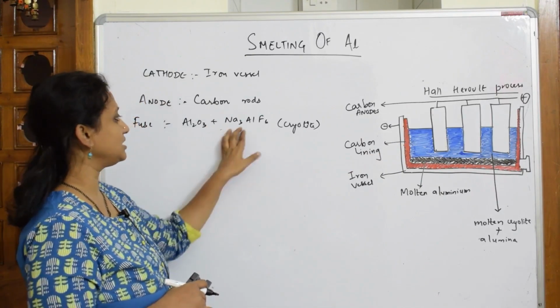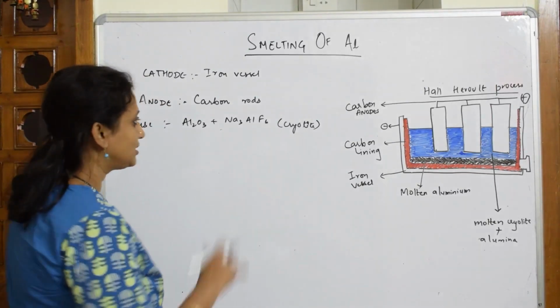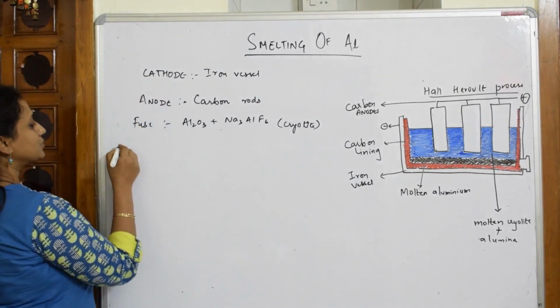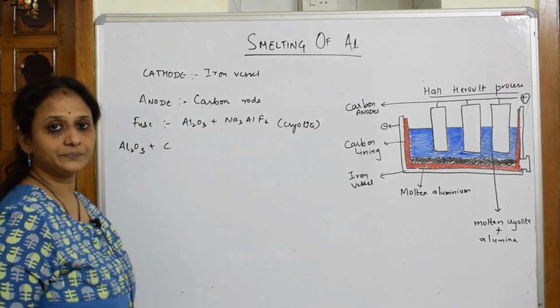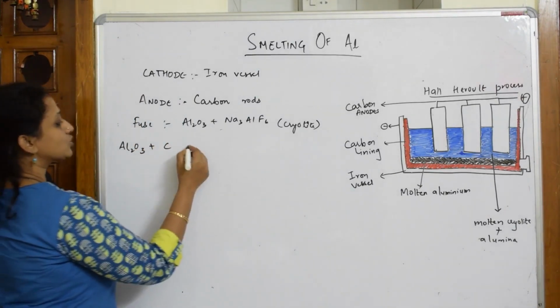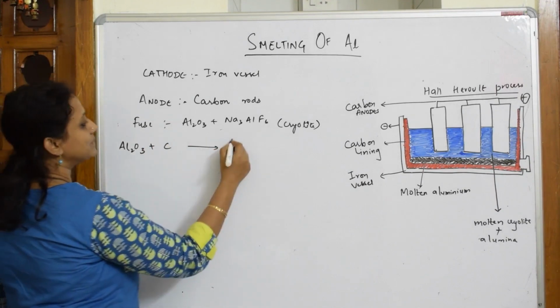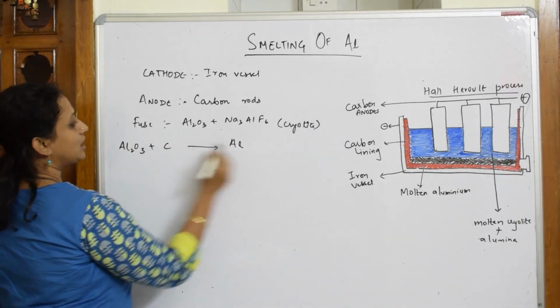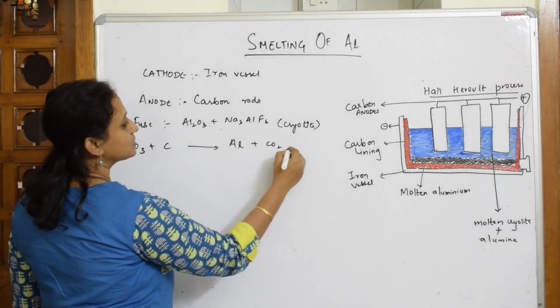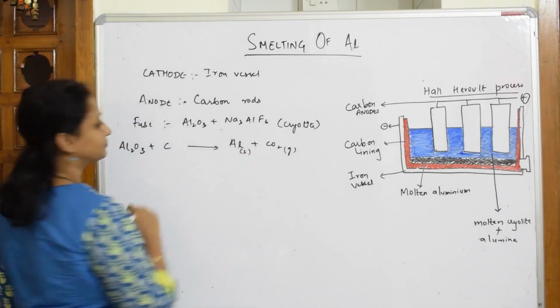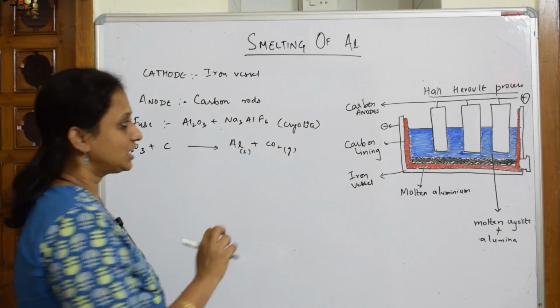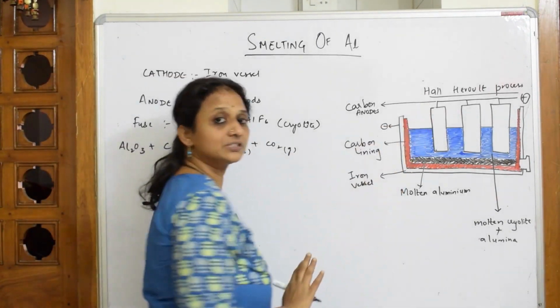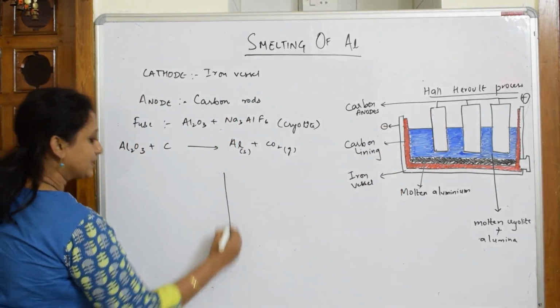Now, after fusing these two together, let us start with the reaction. First important thing: aluminium trioxide is first reduced with coke. When it is reduced with coke, we very well know aluminium metal comes out and your carbon gets converted to carbon dioxide gas. This is your solid. Done. Now let us start with the cell reactions. We very well know there are two types of electrodes. First, let us divide the page.